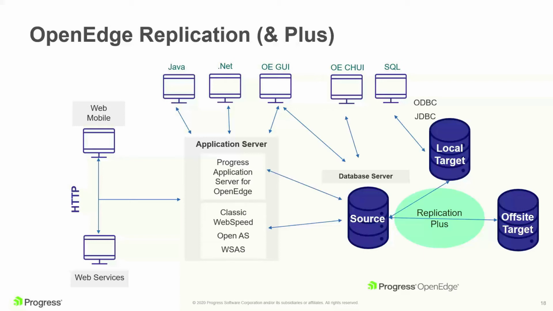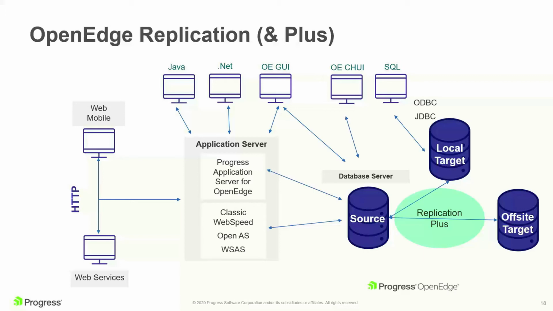The criteria for an OpenEdge Replication source database are: after imaging is required to be enabled on the database and is used to capture all database activity. The source database must be enabled as an OpenEdge Replication source database.